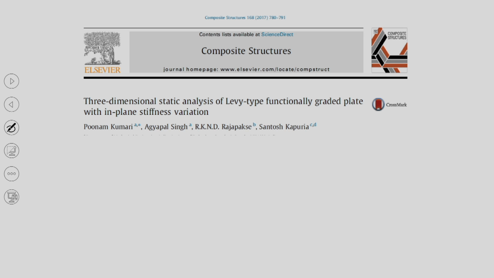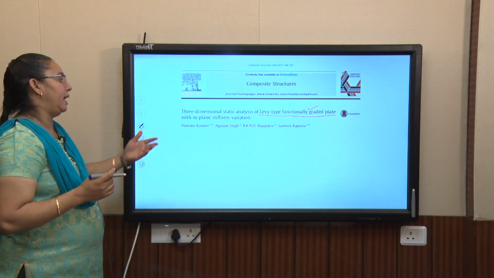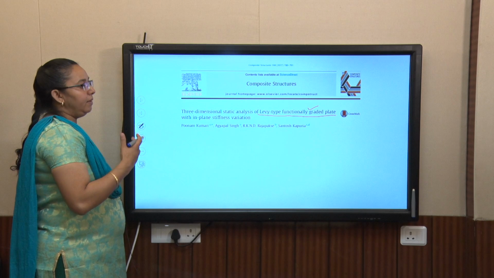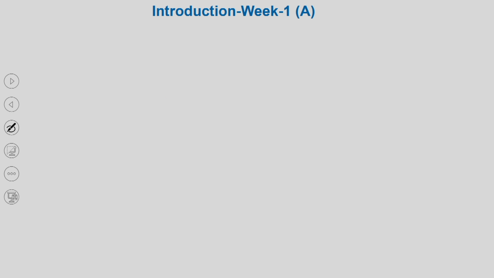Then you see that for the Levy type functionally graded plate, this is a plate having boundary conditions with 2 edges simply supported and the other 2 edges different, and the material is different. So we have to develop an altogether new approach to analyze that plate. Whatever we are going to teach in this course has application in recent research, with different kinds of material, different boundaries, or maybe different shapes.